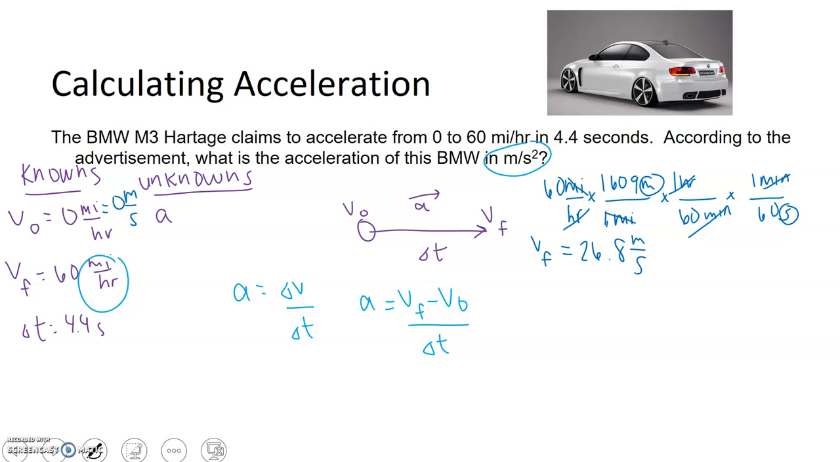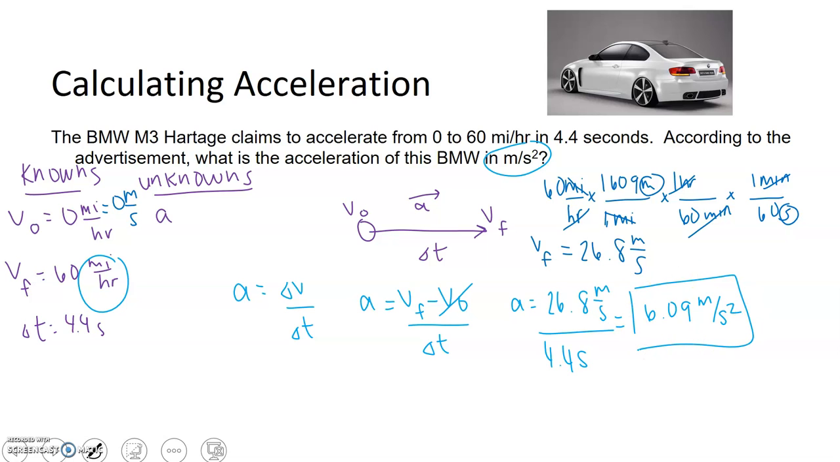Okay. Our knowns are now in the correct units, so we can say our acceleration is equal to 26.8 meters per second minus the initial velocity, which is 0. So we can really just cross that out in our equation, divided by the change in time, 4.4 seconds. This gives an acceleration of 6.09 meters per second squared. This acceleration is to the right, so it is positive. Acceleration is a vector, so please include your direction.